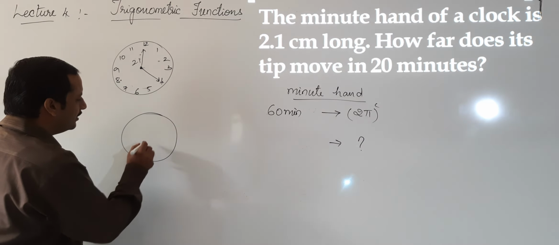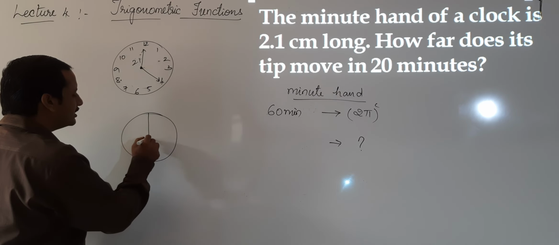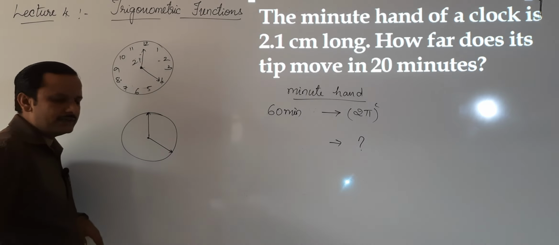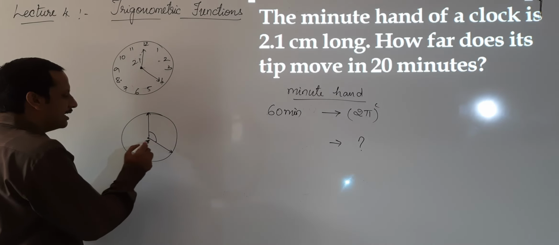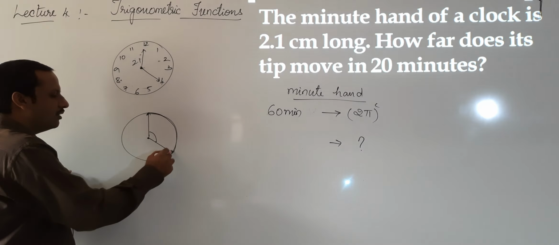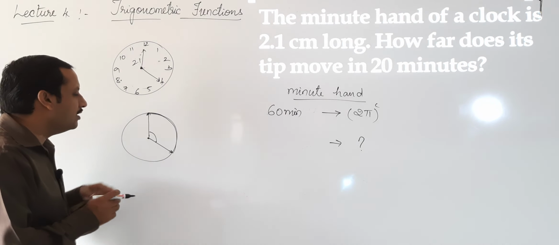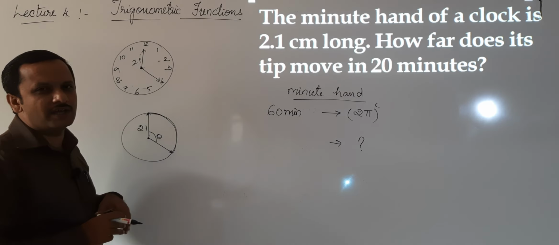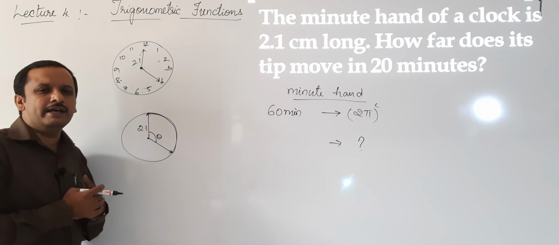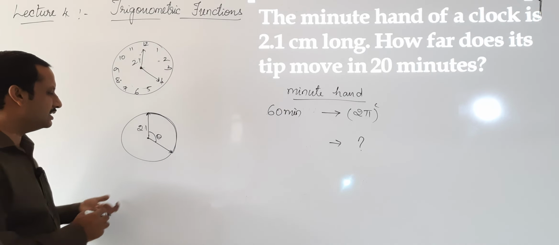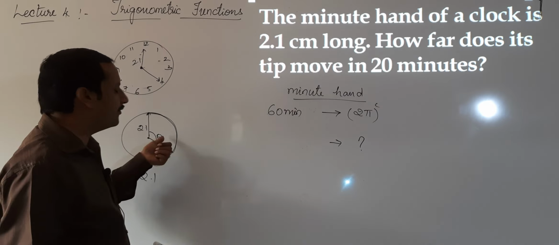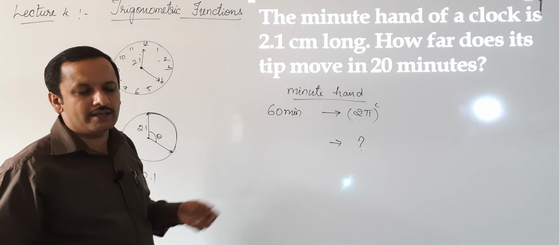Let me redraw it. Initially the minute hand is here. After 20 minutes, the minute hand will be here. So what is that angle covered? What is the length of this arc? That is what we have to find out. For that, first we shall find this theta. The length of the minute hand will act as the radius of that circle. So radius is equal to 2.1 centimeter. Now we have to find theta first and then L.